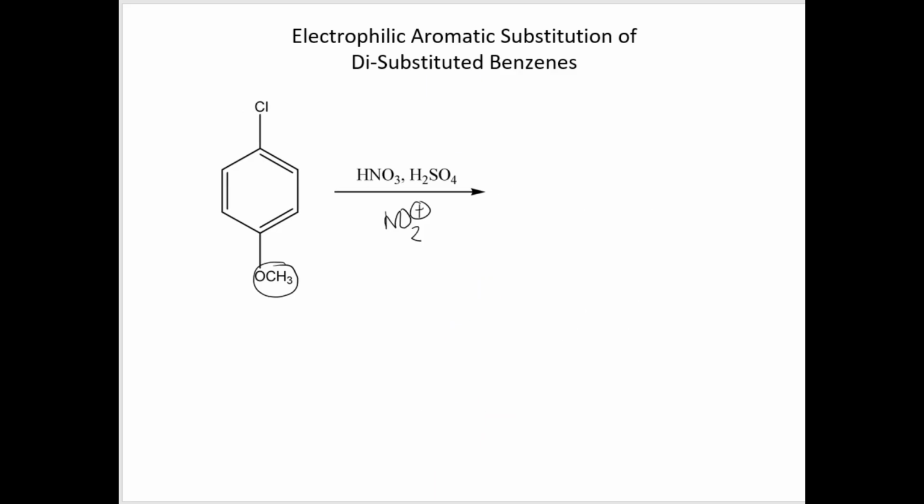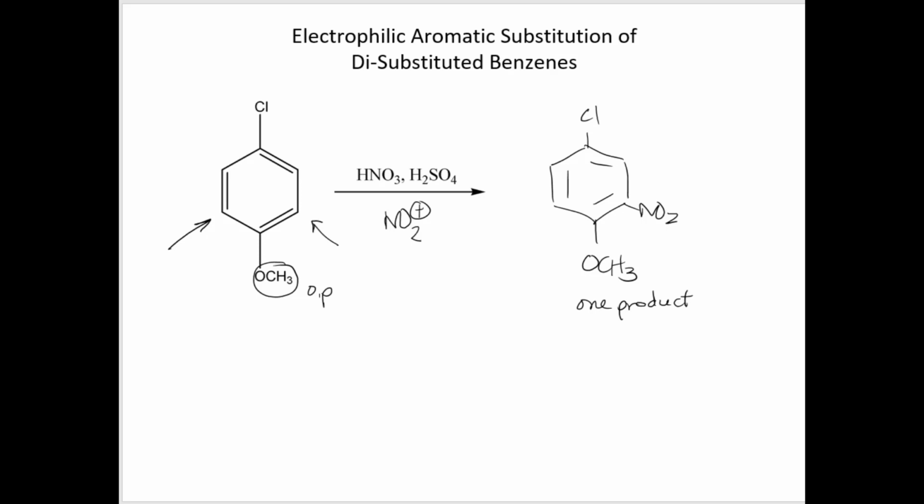So that means it will direct, and what kind of director is it? It's an ortho-para director. So it would direct ortho to itself. And there are two ortho positions, but realize that there's only one product that would be formed in this reaction, because when the NO2 group adds ortho, it would not matter whether it added to either of those two positions. We would just get this one product.